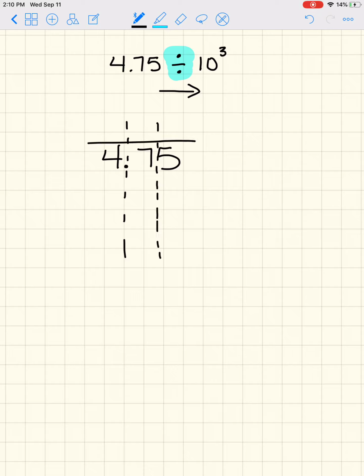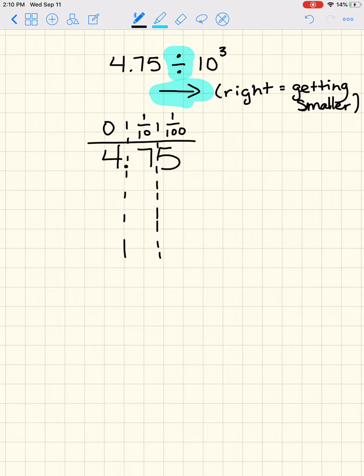And I'm again going to label that 4 is in the ones place. 7 is in the tenths place. 5 is in the hundredths place. Now, I'm going to look back up to my arrow right here. It's going to tell me that I'm going right, which means I'm getting smaller. Okay? And then the 3 tells me each digit is going to move 3 place values to the right.